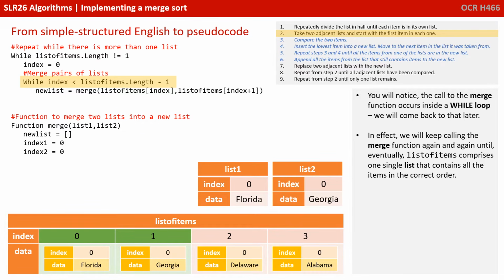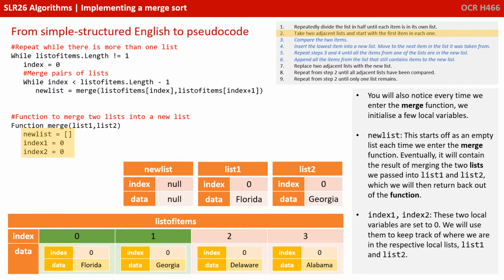You will notice the call to the merge function occurs inside a while loop. We'll come back to that later. In effect, we're going to keep calling the merge function again and again until eventually list of items comprises one single list that contains all the items in the correct order.